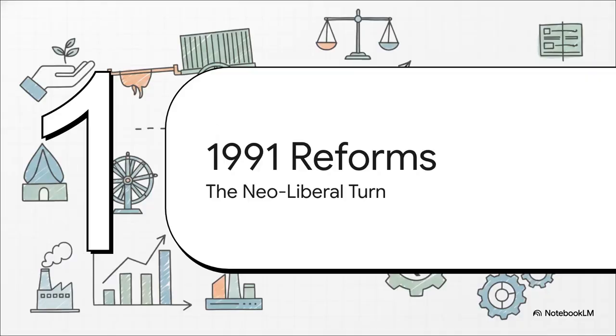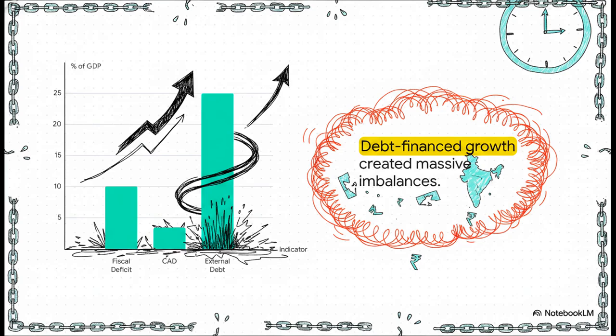Section 5. 1991 Reforms and Neoliberalism. Moving into the 1980s, debt-financed growth was papering over massive cracks. An absolutely crucial argument for your essays is that 1991 was not a sudden, out-of-the-blue shock. It was a brewing macroeconomic crisis. The state was running huge fiscal deficits, the current account deficit was swelling as imports wildly outpaced exports, and the external debt burden was reaching a breaking point.